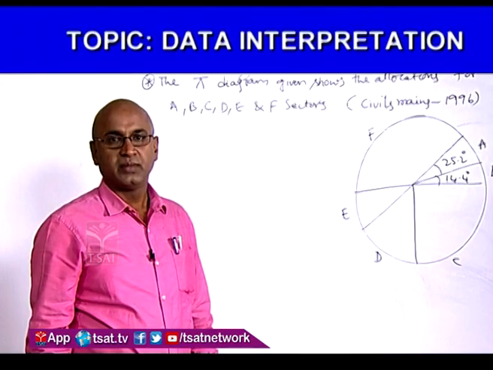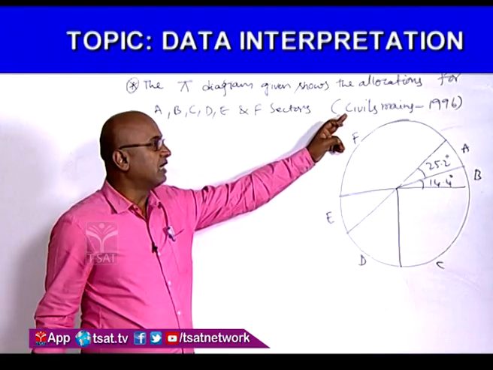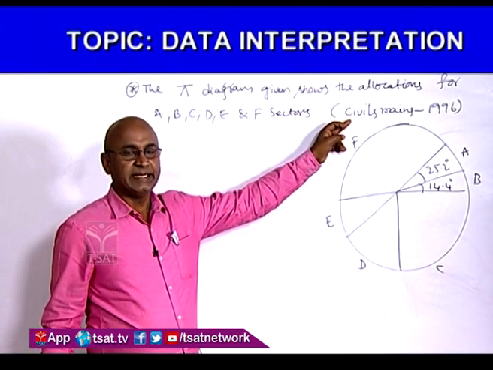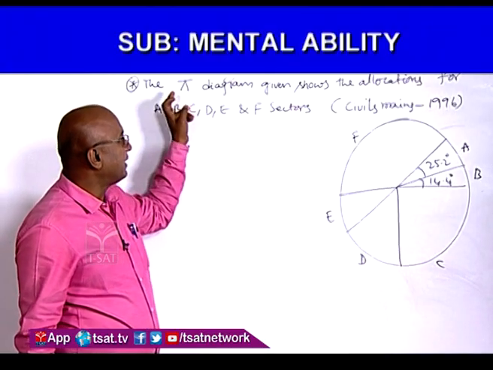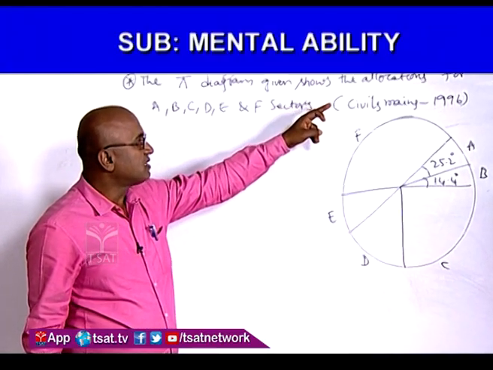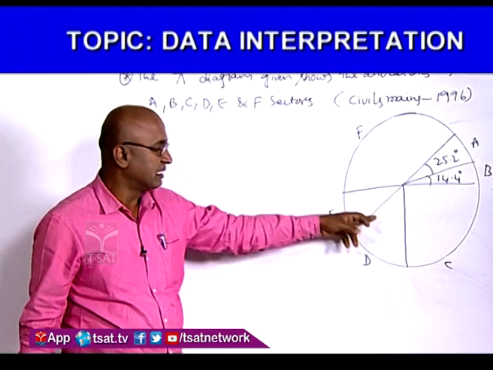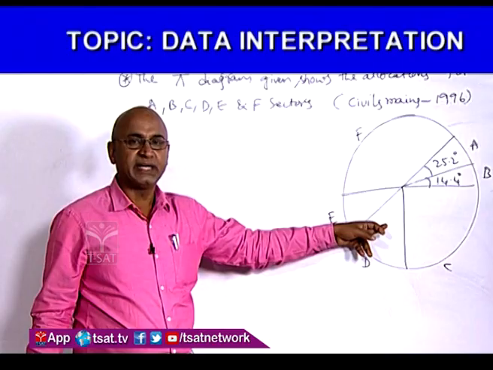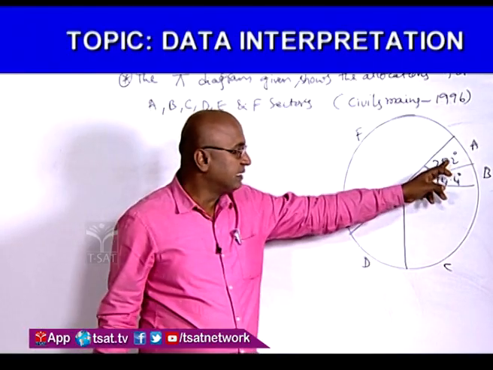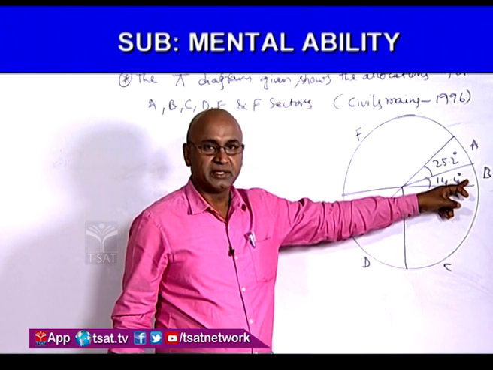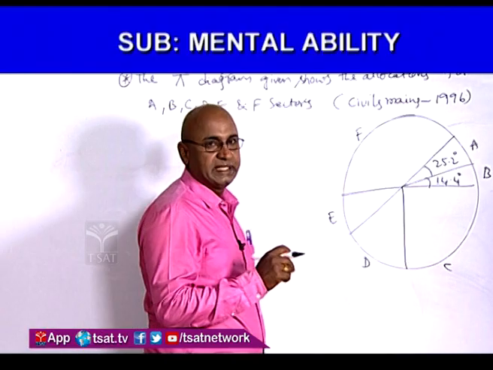Next problem in the pie diagrams is as follows. It is the problem given in the Civils Mains 1996. The problem is like this. The pie diagram given shows the allocations for A, B, C, D, E and F sectors. This circle has been divided into various sectors from A to F, and the angle of A sector and B sector only is given. And we know that the angle in the total circle is 360 degrees.